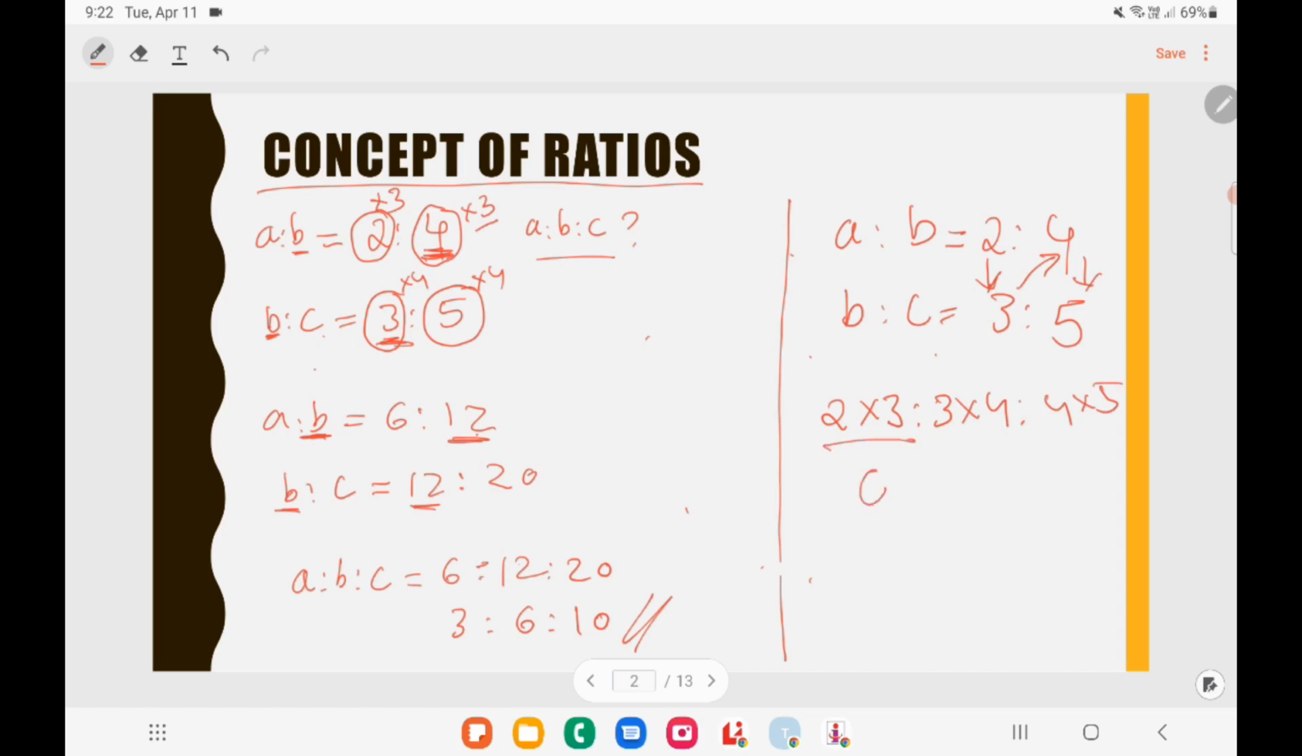So 2 into 3 is 6, 3 into 4 is 12, and 4 into 5 is 20. So you got 6 is to 12 is to 20, which is the same as 3 is to 6 is to 10. So in both the methods, you are getting 3 is to 6 is to 10.